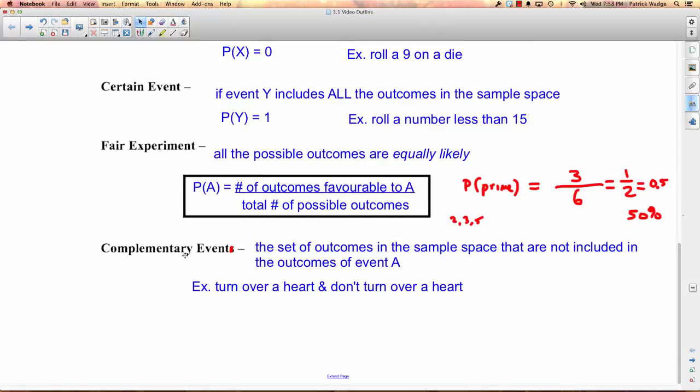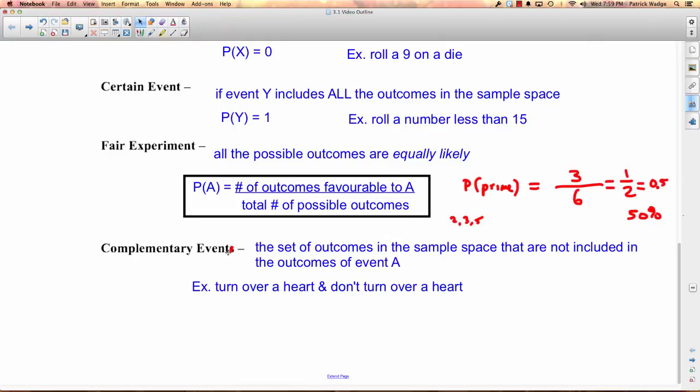Do you remember we learned this word before, complementary, when we talked about sets? A complementary set is all the stuff that's not in the set you're interested in. It belongs to the universal set, but it's not in the set that you're talking about. Same here. If we're talking about the probability of turning over a heart when you flip over a card, then not turning over a heart is the complementary event.